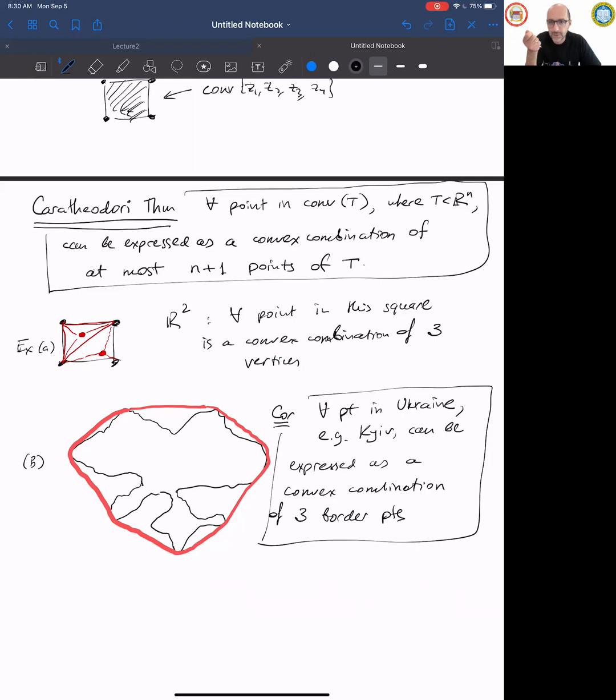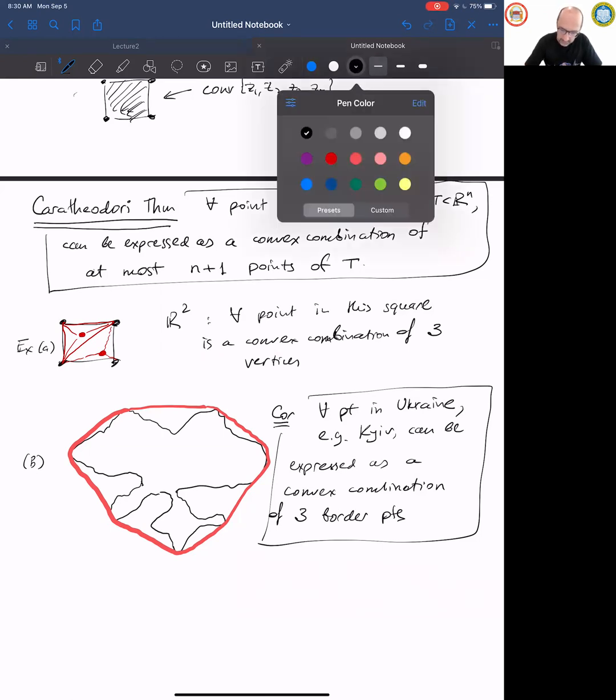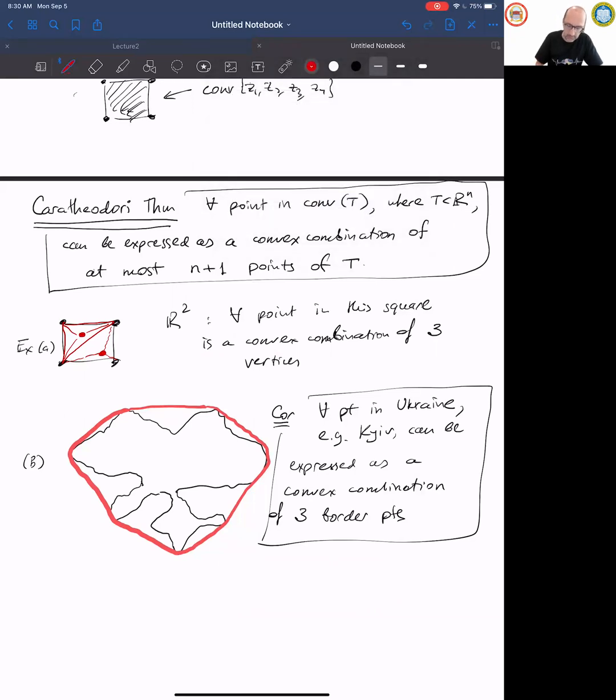To prove this through this corollary, we take T to be the border of Ukraine, and just apply Caratheodory's theorem. Any point in Ukraine, which is the convex hull, can be expressed as a convex combination. I think Kyiv is around here. So it could be expressed as, this is one border point, this is another border point, and maybe just the tip of Crimea is another border point. So for Kyiv, there are three points, maybe one in Sumy Oblast and one in Crimea. And for other cities, there are other 3 points, but there are always 3 points.